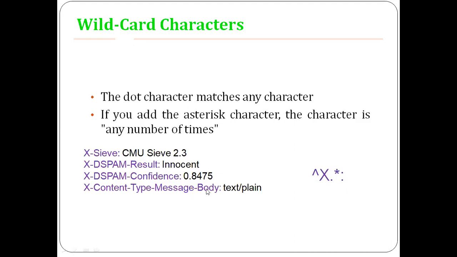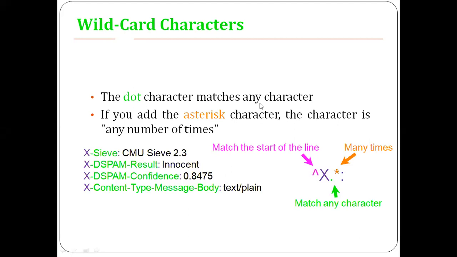So the output looks something like this: X-Sieve, X-DSPAM-Result, and X-DSPAM. That is the output with respect to this regular expression. What I have done is that I have matched the line. The line always started with X, followed by repetitions of characters, so the character has occurred zero or more times. That's why dot and a star, and it has ended with a colon. So that's why your output looks something like X-Sieve, X-DSPAM-Result, and so on.